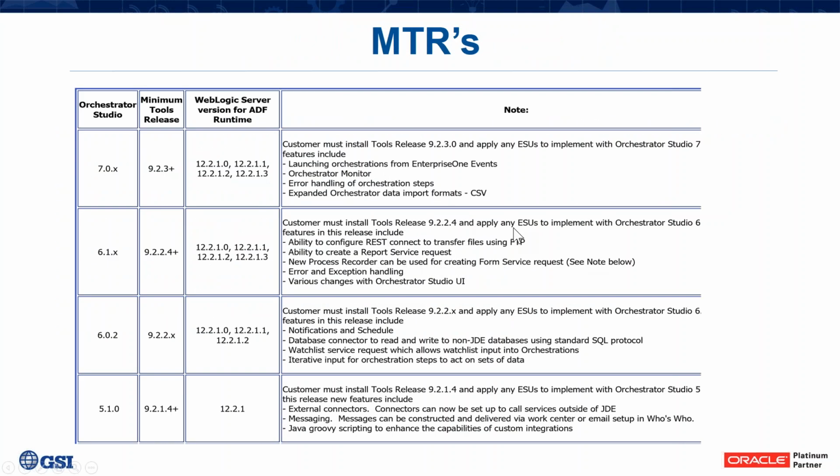Okay, so I've listed the latest MTRs, Orchestrator 7.0.x. This is the latest. I did not get up to the latest because we have not done the 9.2.3 tools release in our lab yet. That was just released either a week or I think it was last Monday. It might have been the Monday before. 9.2.3 is just brand new, and we have not gotten it done and implemented. So what we have done is we have implemented Orchestrator Studio 6.1, 9.2.2.4. Actually, I'm sorry, we're on 9.2.2.5 in our lab.